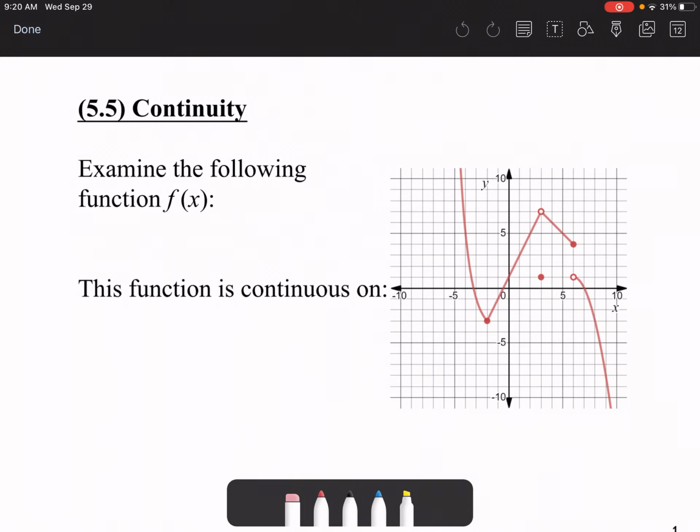Hello and welcome to lesson 5.5, continuity. So today we're going to look at when functions are continuous and when they're not continuous.